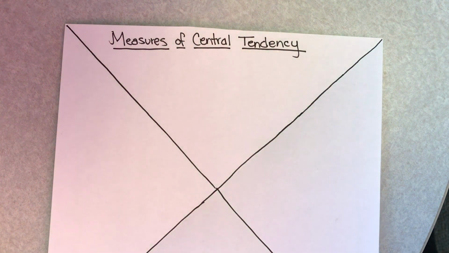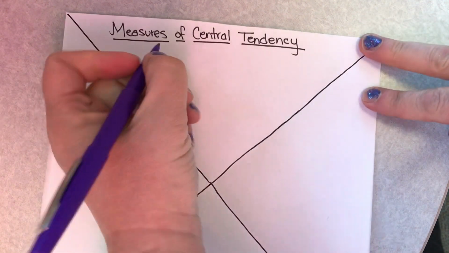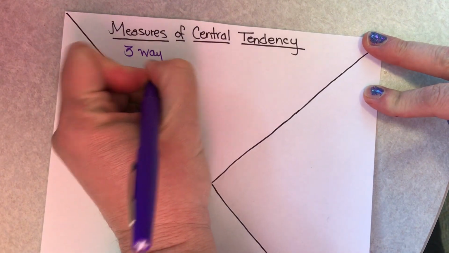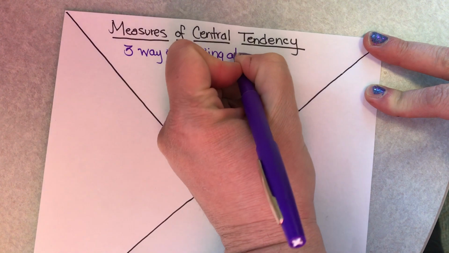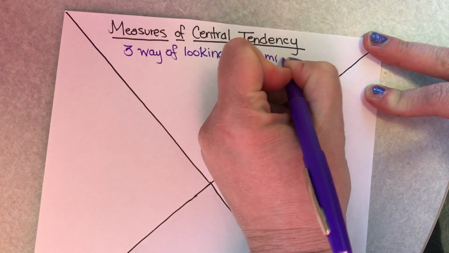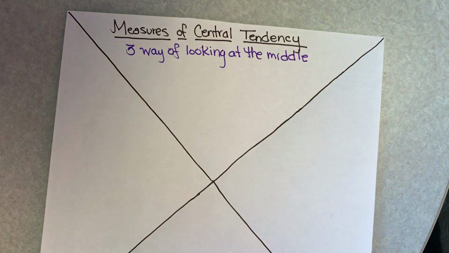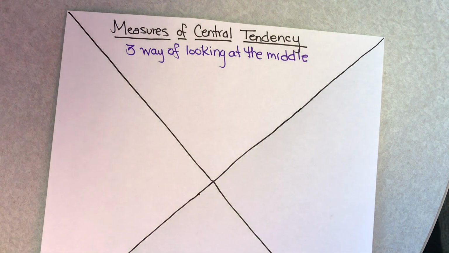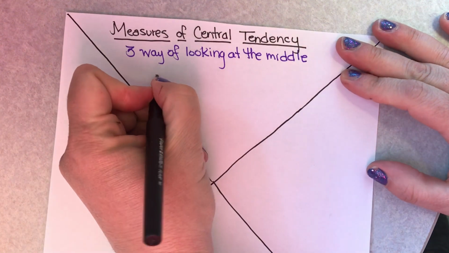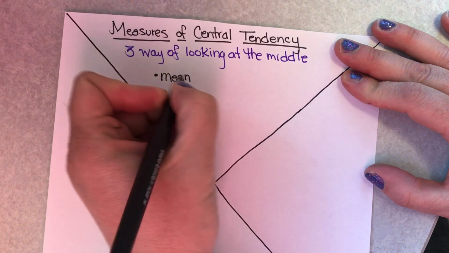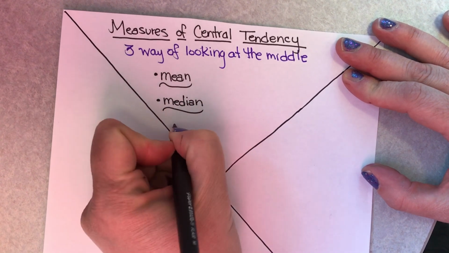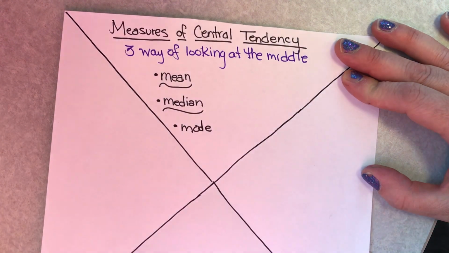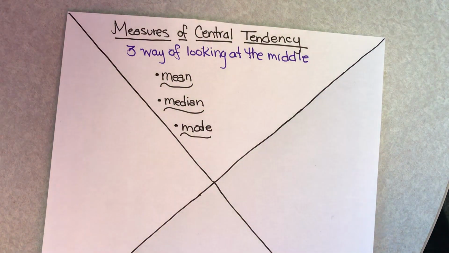Okay, and so you are going to title this for me here. The measures of central tendency are 3 ways of looking at the middle of the data. Okay, so measures of central tendency are 3 ways of looking at the middle. And what are those 3 ways? They are the mean, the median, and the mode.